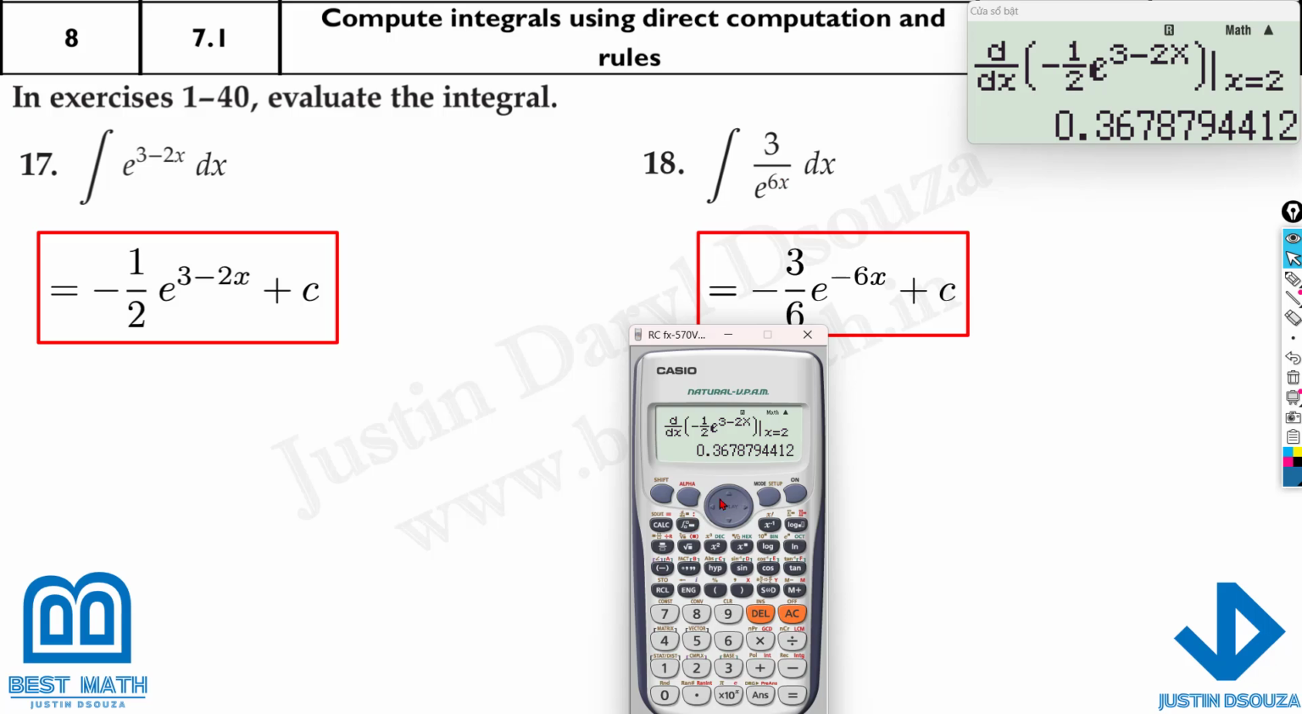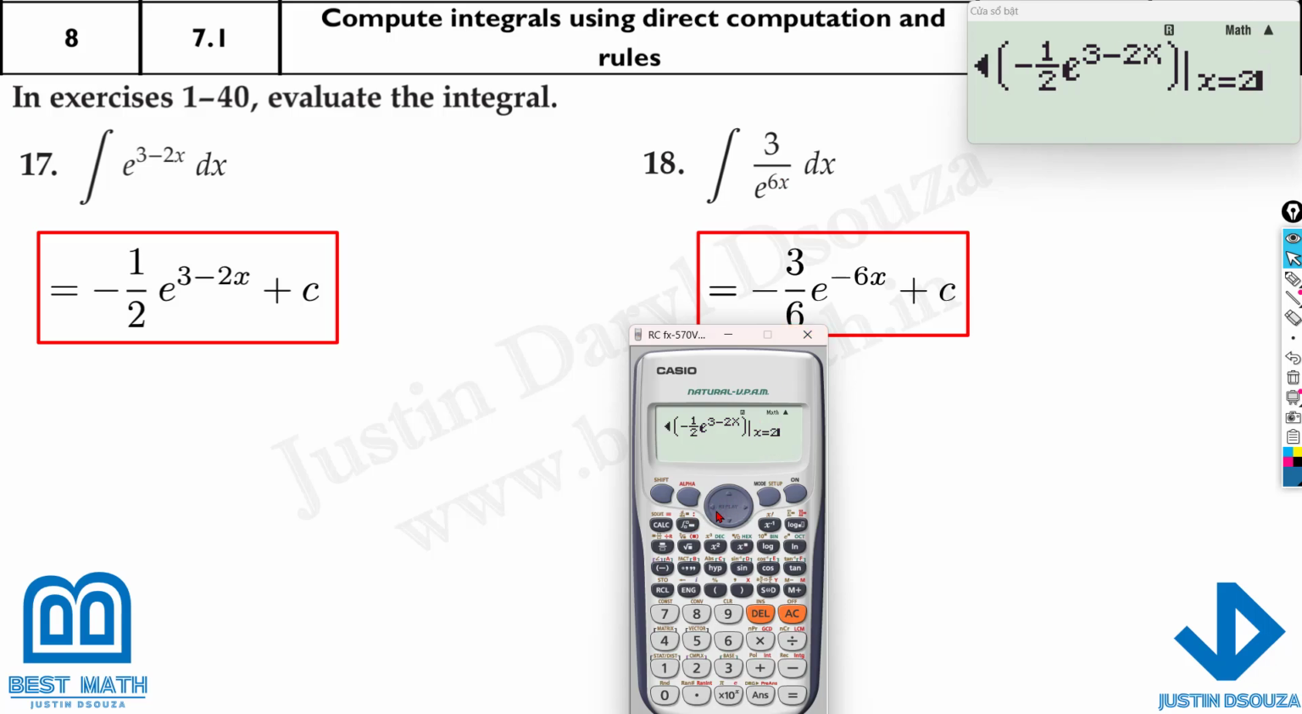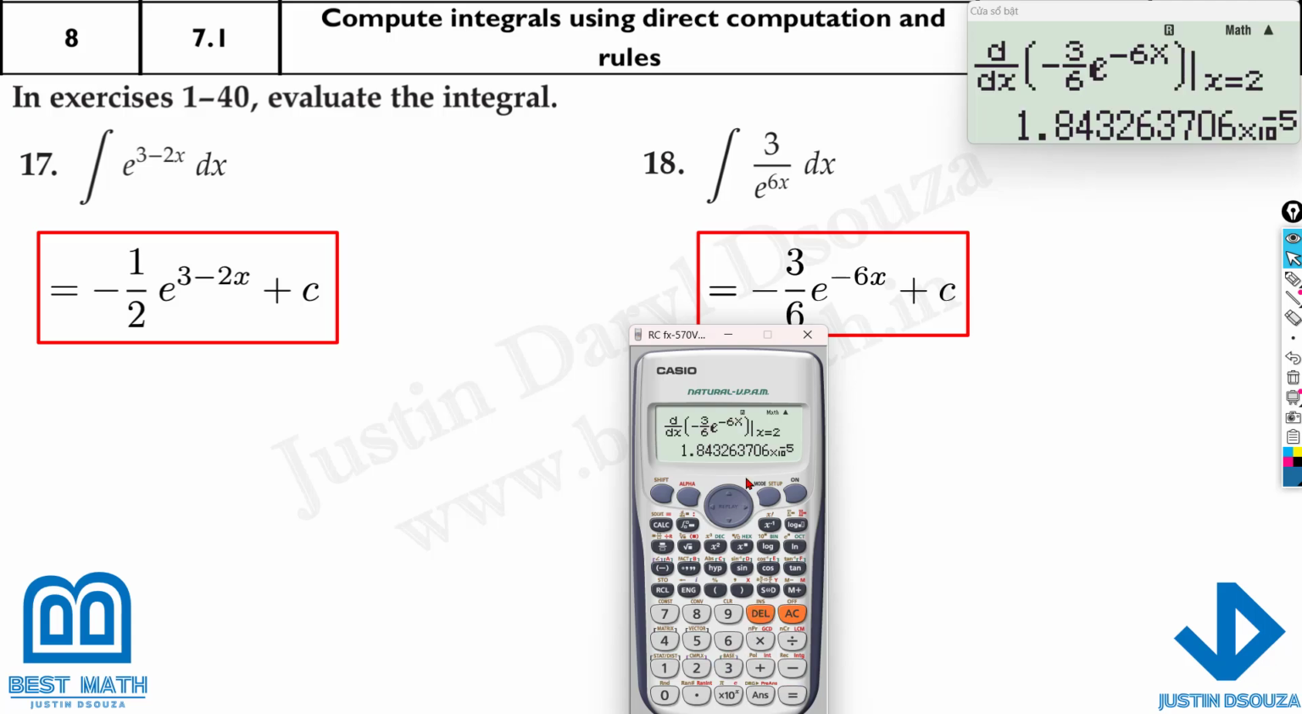Similarly, we can try this one. I will first check the answer and then I'll do the question because I know this is the correct answer. That's why I'm doing it anyways. It is minus 6x. So it is 6 and x. And here we have 6 and up above we have 3.